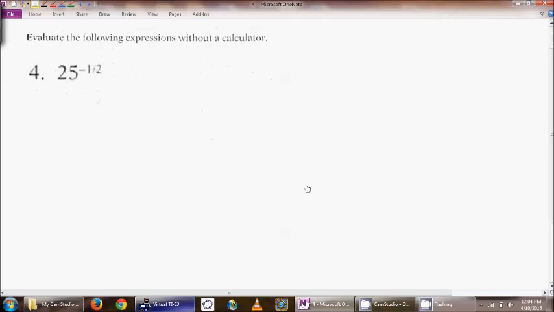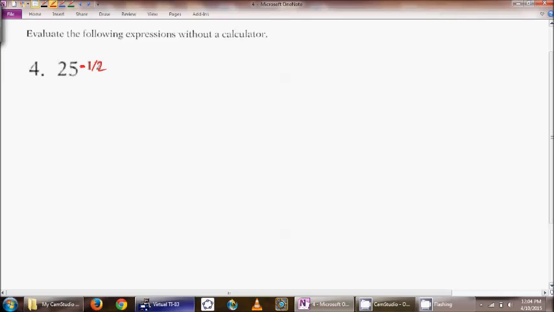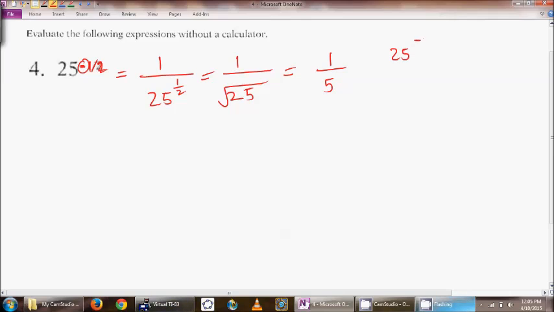All right, 4. 25 to the negative 1/2 power. Because it's a 1/2 power, I know what I'm dealing with, the square root, but because of this negative, the negative is the first thing I always deal with. It's a fraction. It's 1 over 25 to the 1/2 power. Well, 1/2 power just means square root. The square root of 25 is 5, all right? 25 raised to the negative 1/2 power is really 1/5, okay?